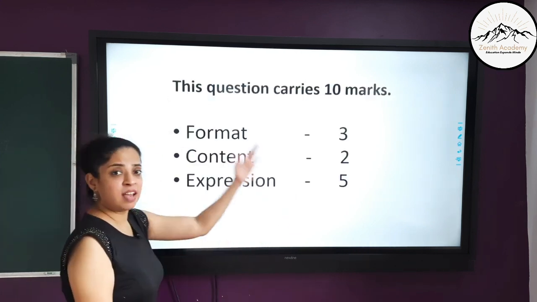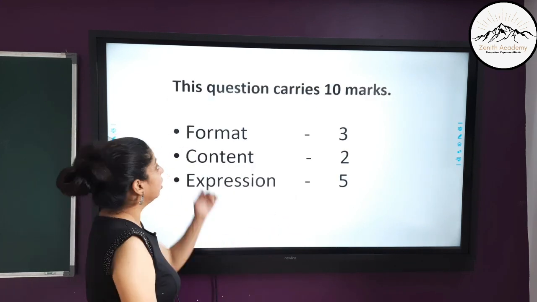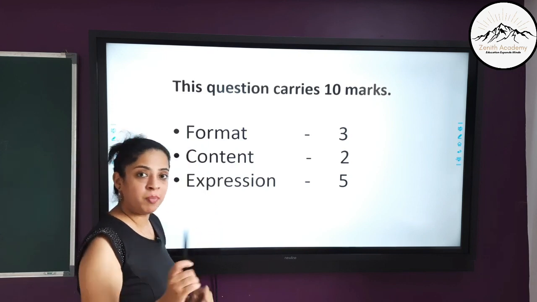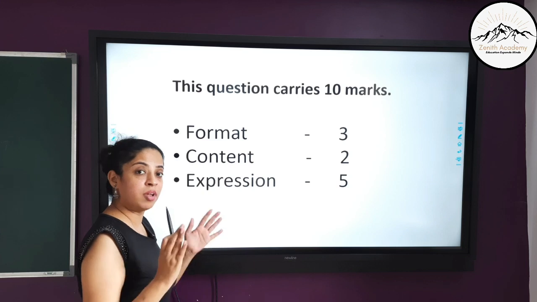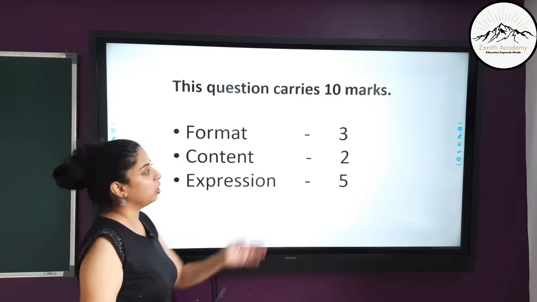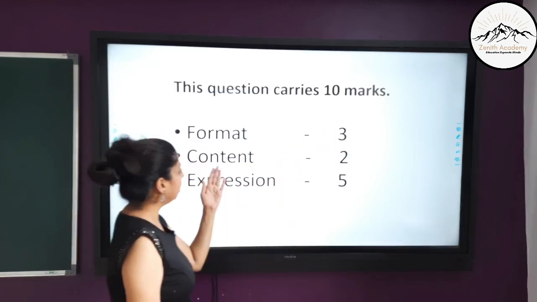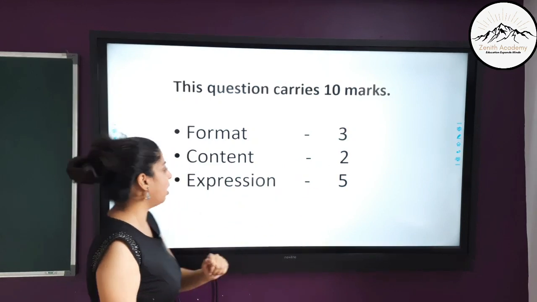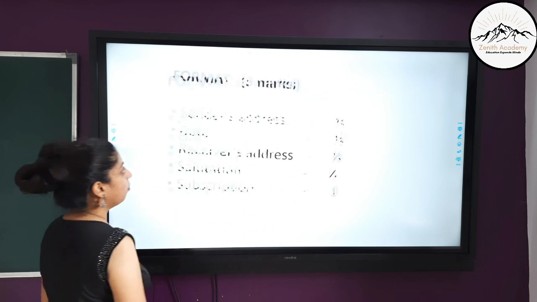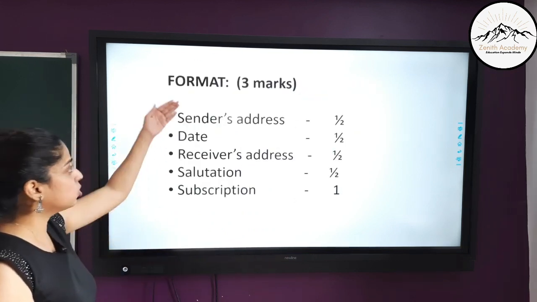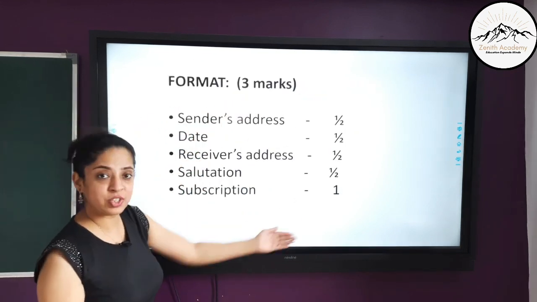First let's have a look at the marks distribution. This question carries 10 marks in the ICSE examination. The format carries 3 marks. So if you have written the letter in a perfect format, you already get 3 marks. Then content gives you 2 marks and the expression gives you 5 marks. Let's talk about each of them. How are the 3 marks distributed?